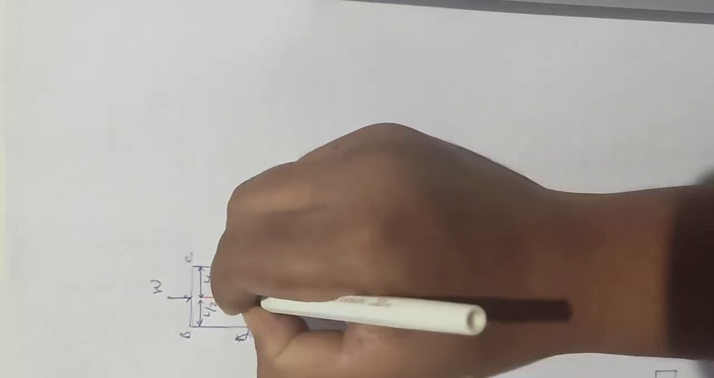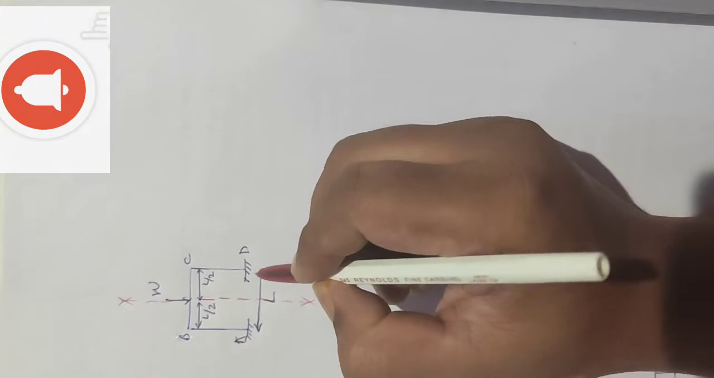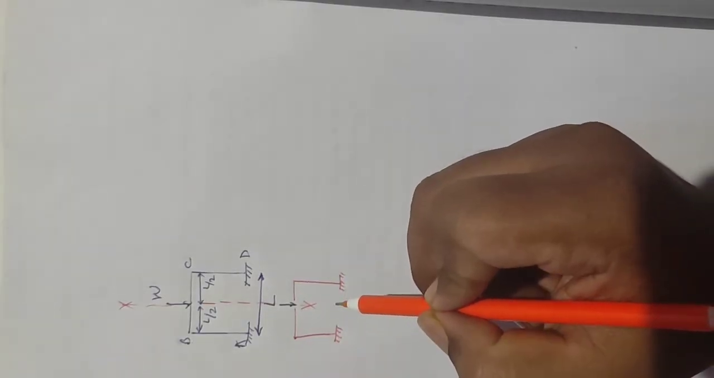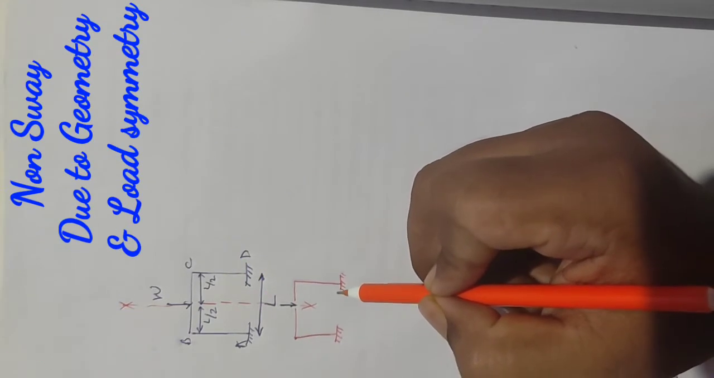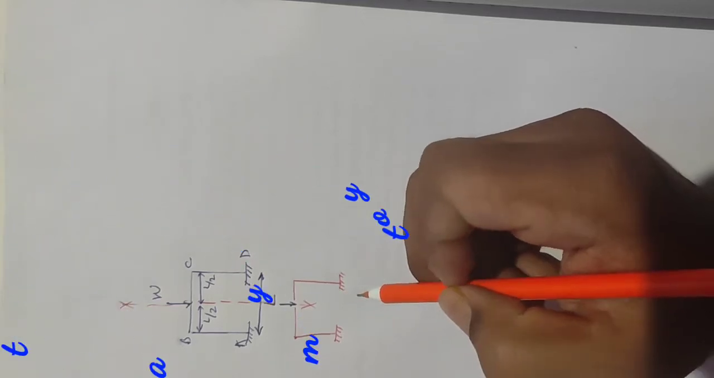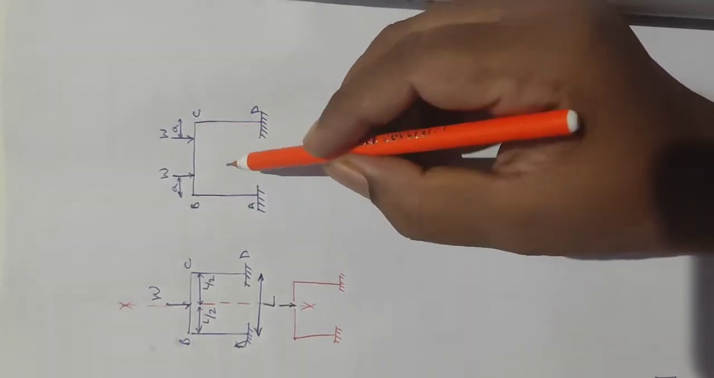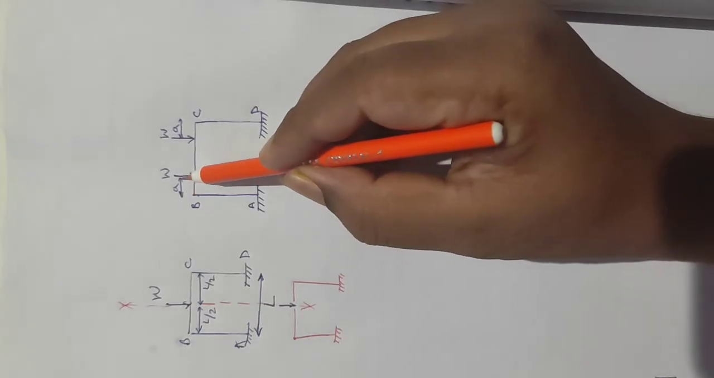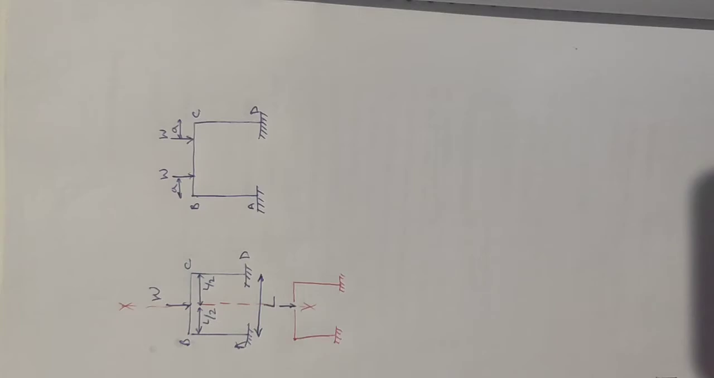If I draw a vertical axis like this, we can see that the frame is divided into two symmetrical parts. That means this frame does not have any type of sway due to its geometry as well as the load symmetry about the vertical axis. Again, if I consider a frame having members AB, BC and CD, with two vertical loads acting at a distance of A from both the ends, again the question arises whether this frame is a sway or non-sway frame.